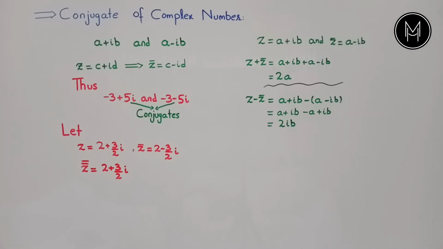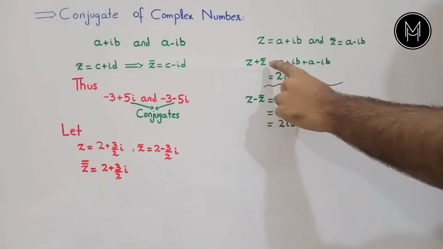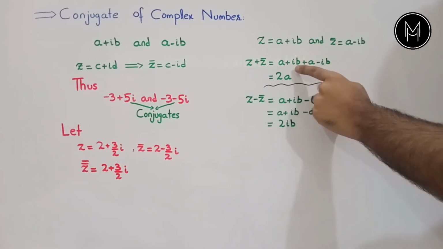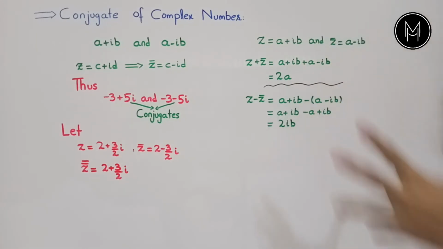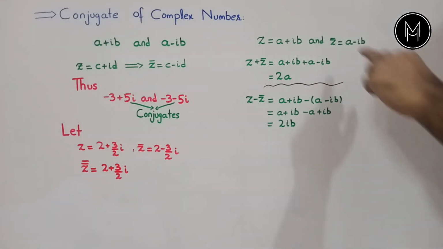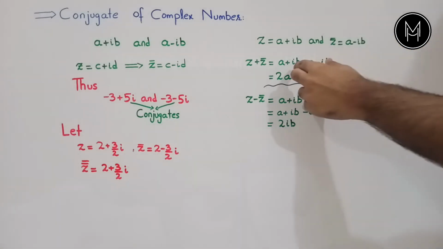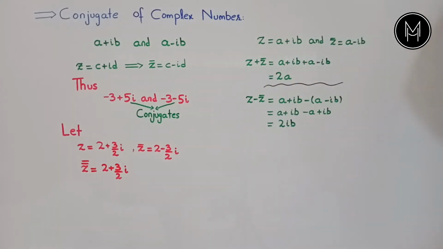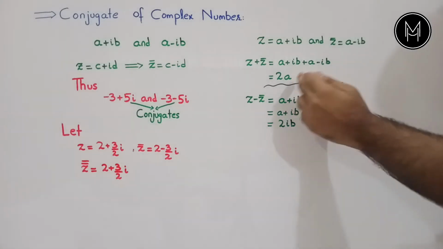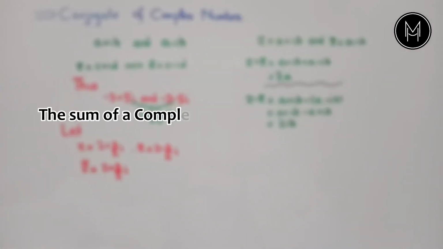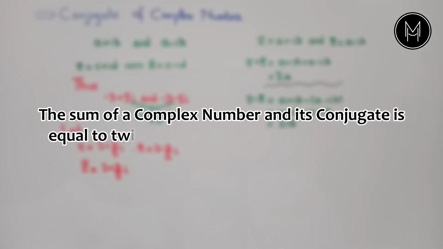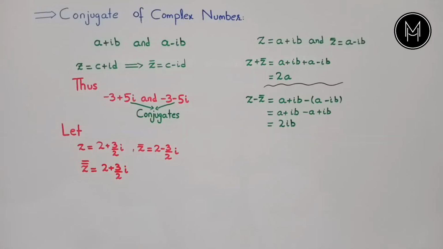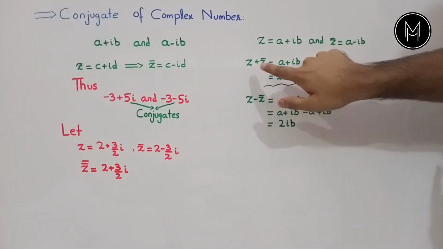Now you can see that both the complex number and its conjugate have the same real parts, a and a, but the imaginary parts are opposite in sign. One is positive and one is negative. We will cancel out these two imaginary parts because of their opposite sign and add the two real parts. So as a result, we will get 2a. This means the sum of a complex number and its conjugate is equal to twice the real part of the original number. So this is the result of the sum of a complex number and its conjugate.